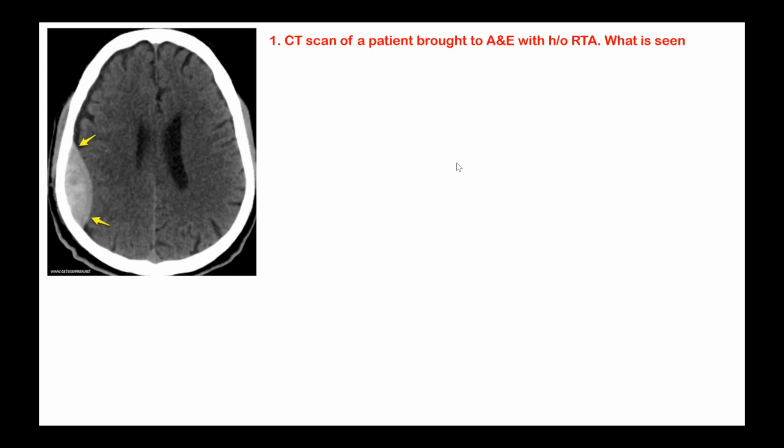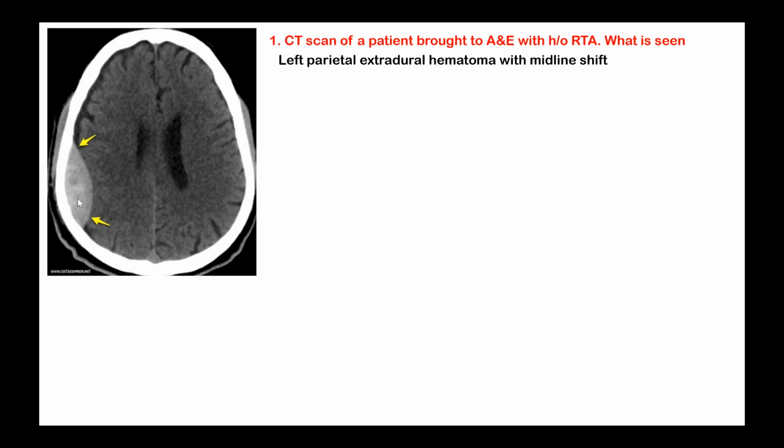CT scan of a patient with a history of RTA. What do you see in this? SDH, sir. Is your answer complete? A subdural hematoma without midline shift, sir. This is a midline shift. You know, this ventricle is compressed and this is expanded. Isn't it? So there is a midline shift. Left parietal extradural hematoma with midline shift. That is the complete answer.